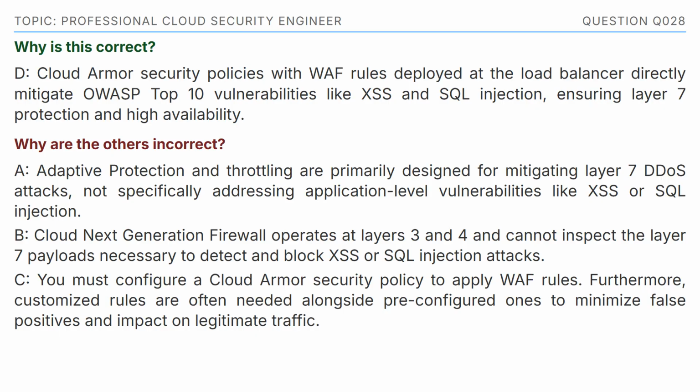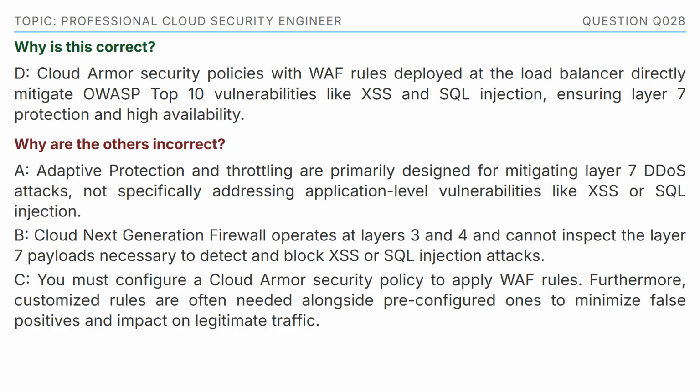D. Cloud Armor security policies with WAF rules deployed at the load balancer directly mitigate OWASP Top 10 vulnerabilities like XSS and SQL injection, ensuring Layer 7 protection and high availability. Why are the others incorrect? A. Adaptive protection and throttling are primarily designed for mitigating Layer 7 DDoS attacks, not specifically addressing application-level vulnerabilities like XSS or SQL injection.